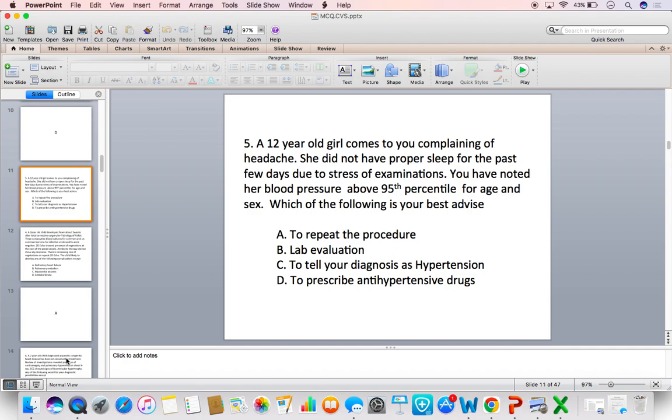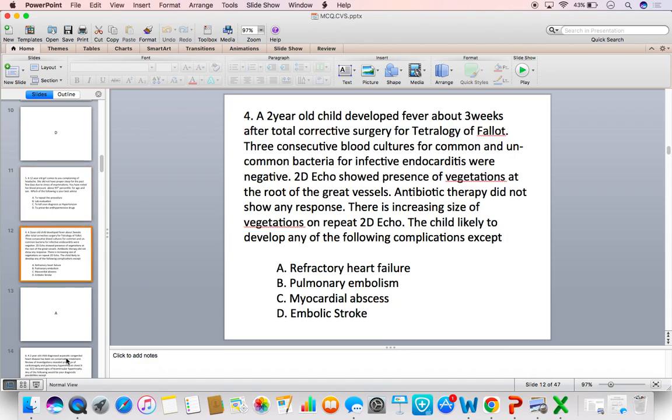Because the child is subjected to stress, naturally her blood pressure will be elevated. So it is better to evaluate the child and repeat the procedure after a day or two, and ask the child to come relaxed after the examinations to check her blood pressure. There is no hurry for the antihypertensives or the lab evaluation because the blood pressure is just above the 95th percentile. Coming to next question.